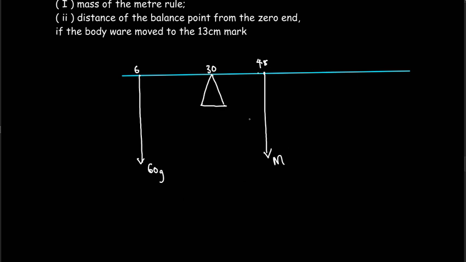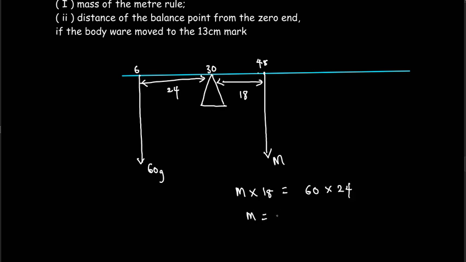So clockwise moment equals anti-clockwise moment. The distance from here to here is what? 48 minus 30 is going to give us 18. The distance from the 60 gram mass to the fulcrum is what? 30 minus 6 is going to give us 24. So if we take clockwise moment, M times 18 is equal to anti-clockwise moment, 60 times 24.